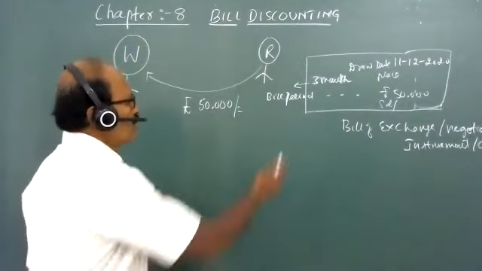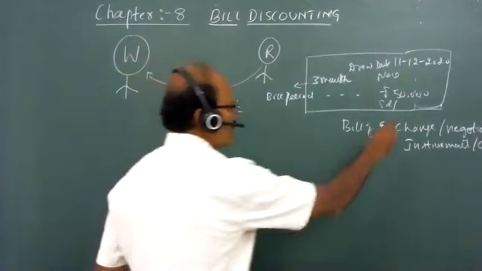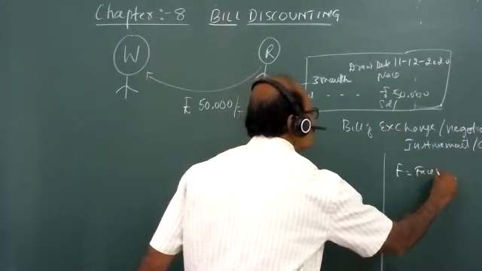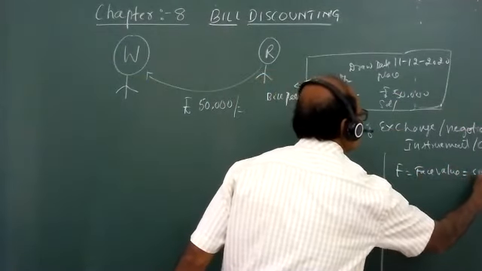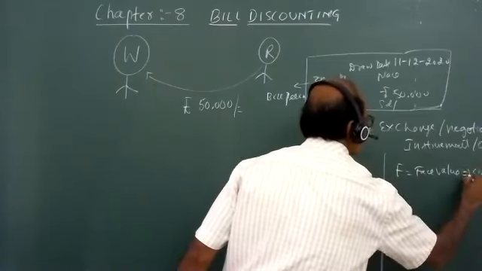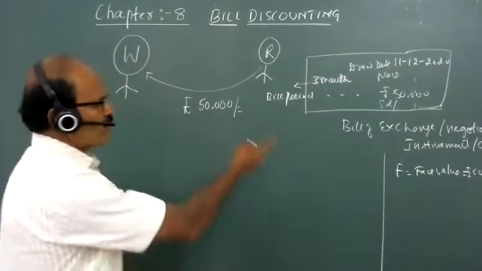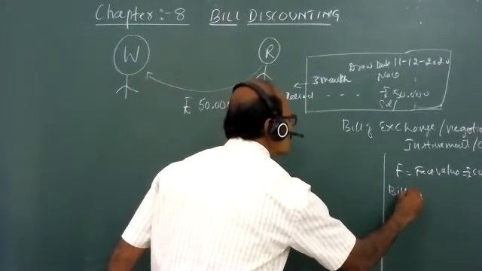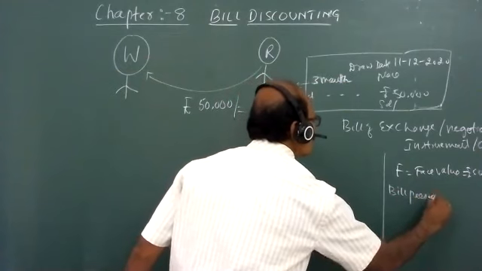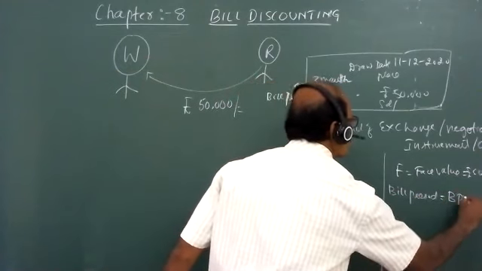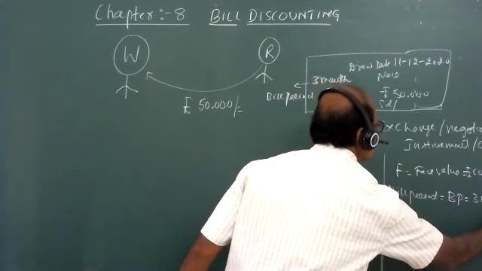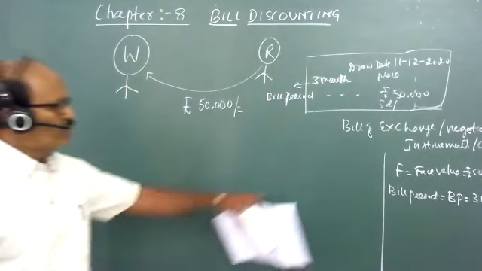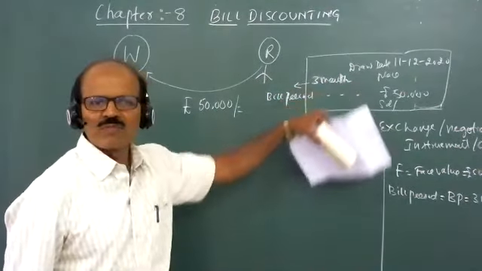Then what happens? The 50,000 amount becomes the face value. So the face value of the bill is rupees 50,000, and in the agreement made between them, the maturity will be 3 months after. This is the bill period. Bill period, short form BP, is 3 months. So the bill expires only after 3 months.